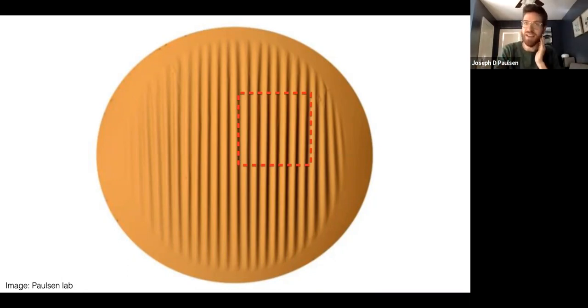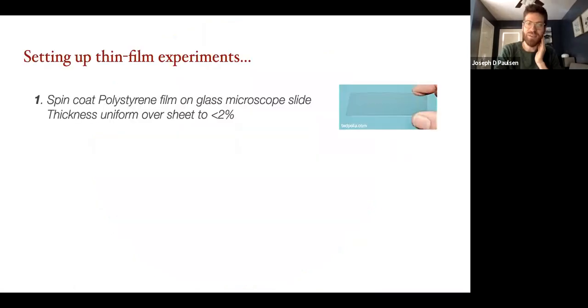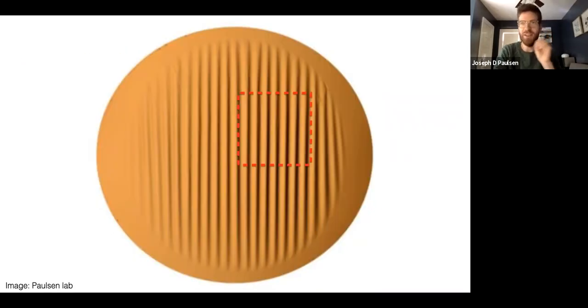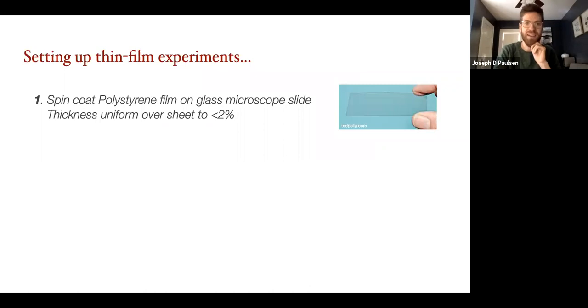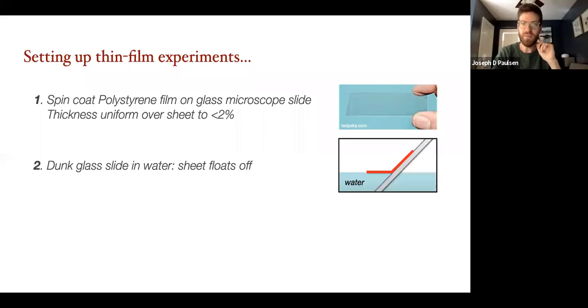So wrinkle patterns actually have a number of different uses. Let me tell you how this experiment was set up first. We make these polymer films on glass microscope slides or other glass substrates. We do a process called spin coating that gets an extremely uniform, extremely thin layer of polystyrene laid down on the substrate. Then you can carefully dip the substrate into a water bath and the film will separate from the substrate and come off onto the liquid interface.